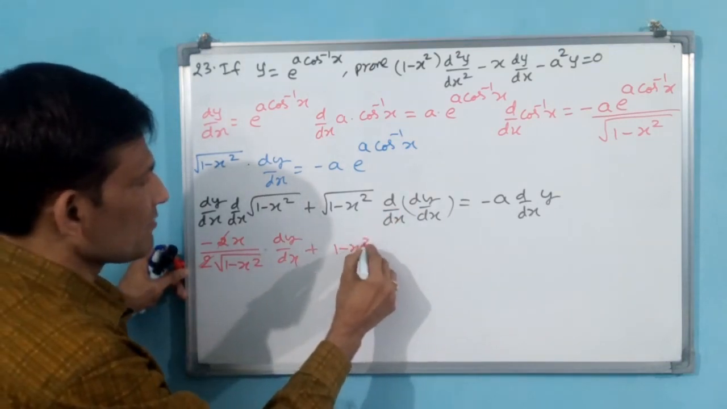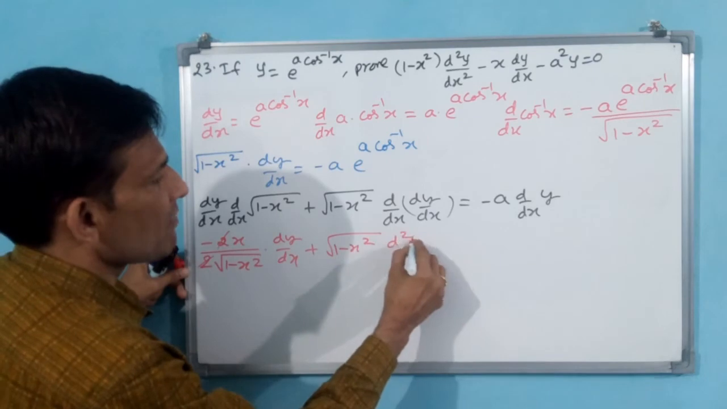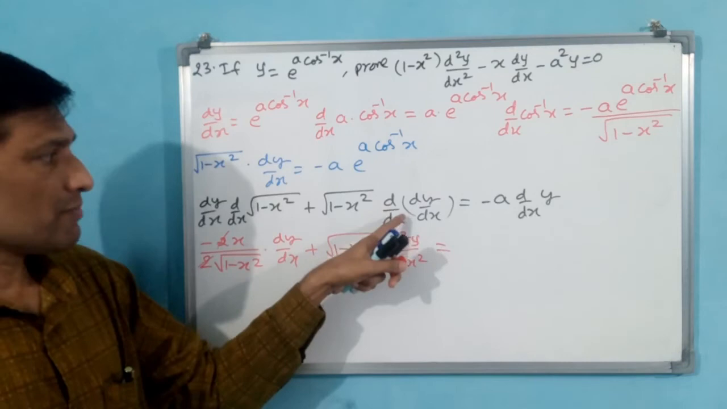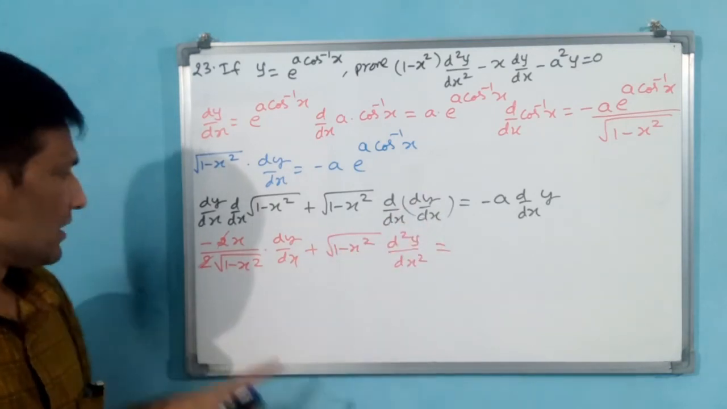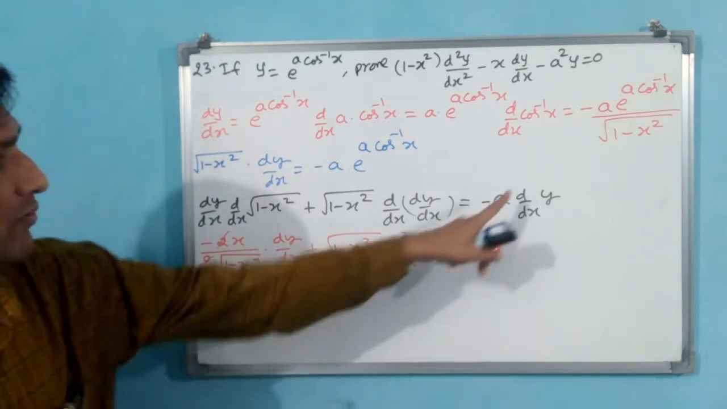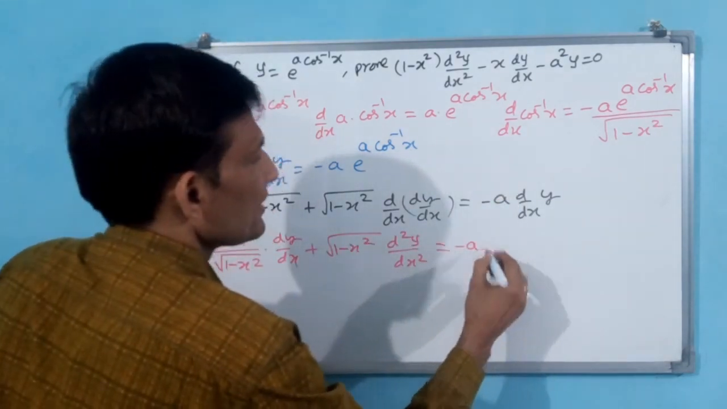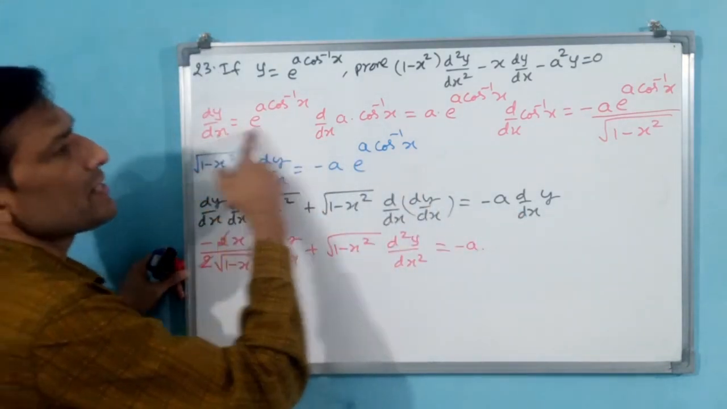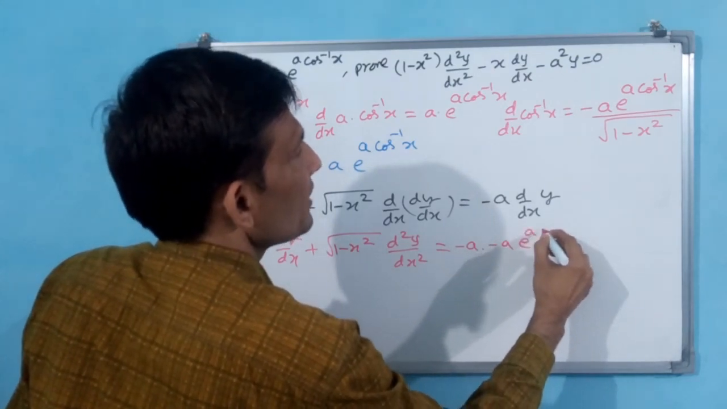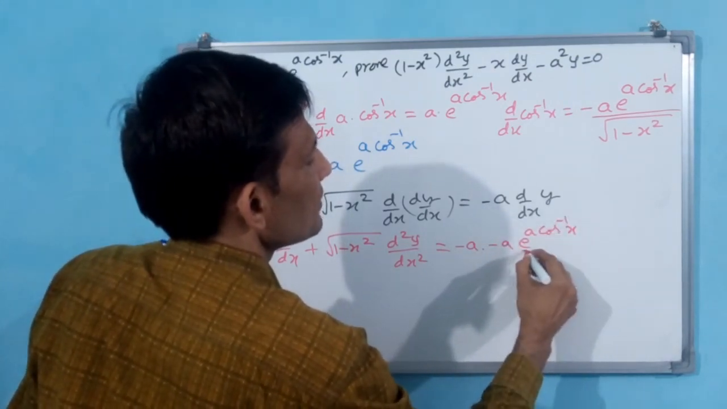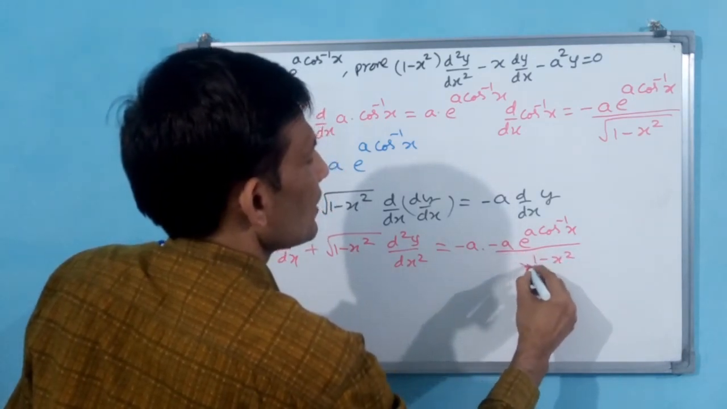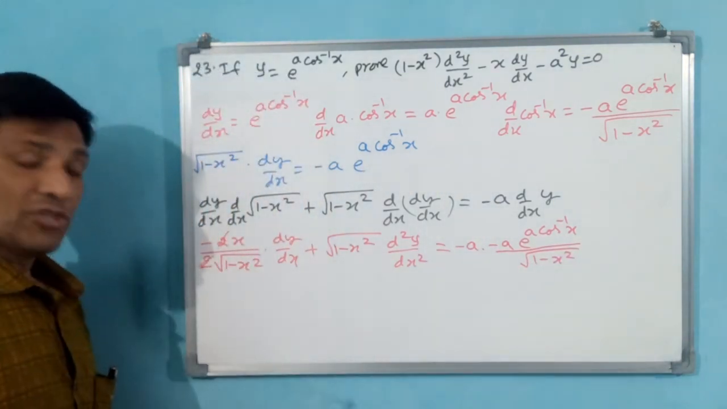This is simple: square root of 1 minus x square, but this is d square y by dx square. Is it okay? Why? Because d by dx of dy by dx is d square y by dx square. Here minus x by is there, 2 got cancelled, dy by dx. Now this side you come. Minus a you write. The dy by dx value you are having is this one. Again you write minus a e power a cos inverse x divided by square root of 1 minus x square. Is it okay? Definitely okay.